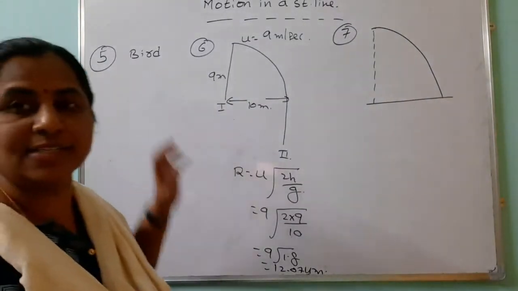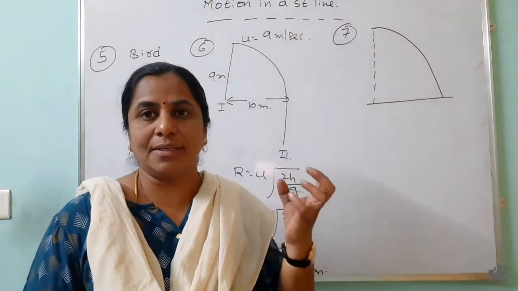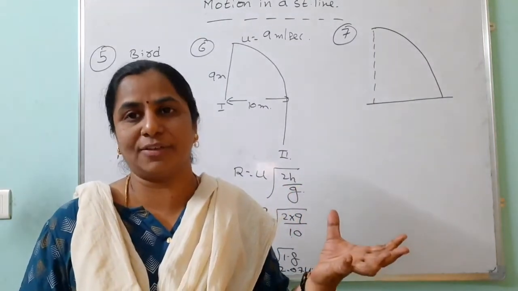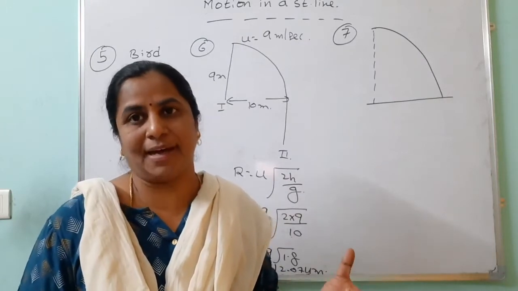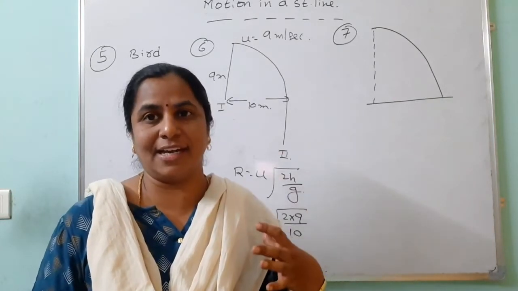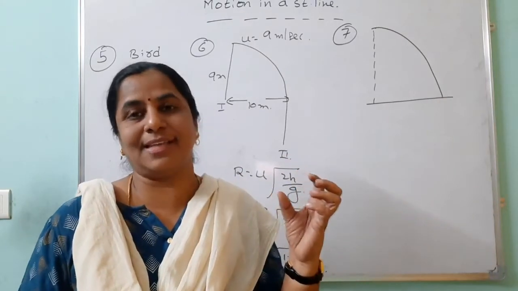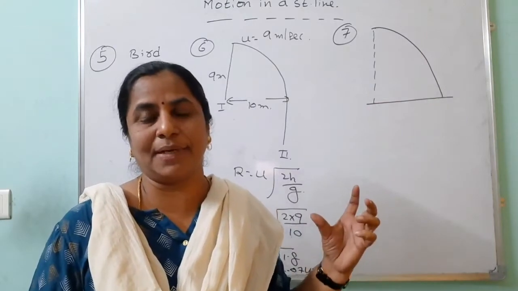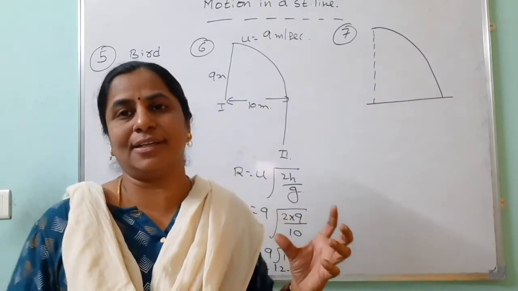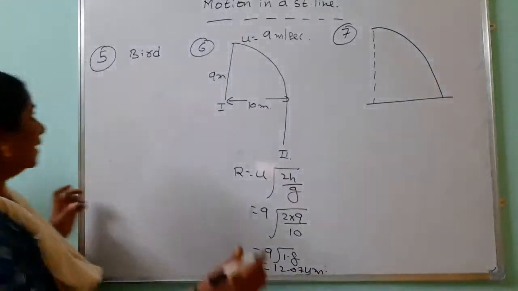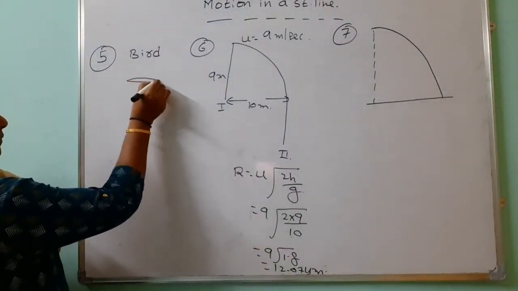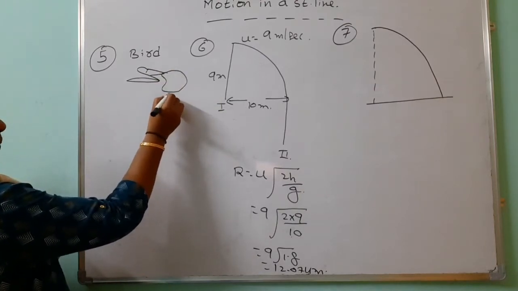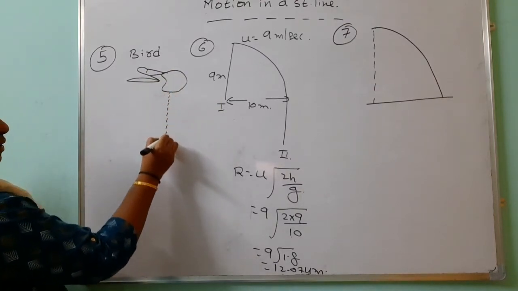Our fifth question: one bird is there, and that bird has one fruit. When the bird drops that fruit, what about its path with respect to the bird and to us standing on the earth? The fruit is the same, but with respect to the bird it has a straight line path, and with respect to the person on the ground it has a parabolic path. Look here, this is the bird and it has one fruit. Whenever it is dropped, what happens? With respect to this one, it is moving horizontally.